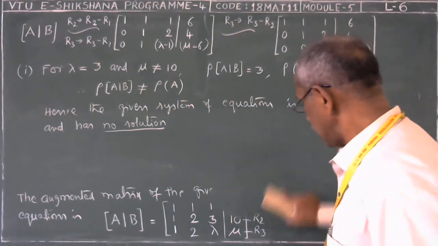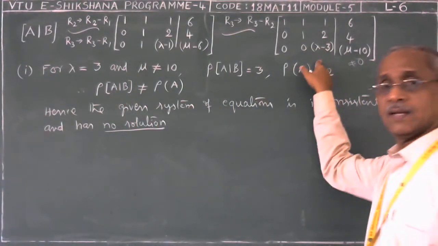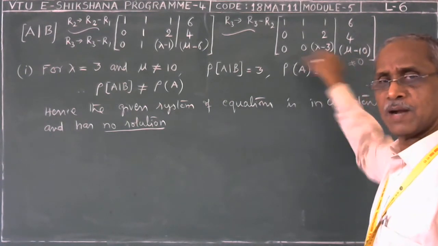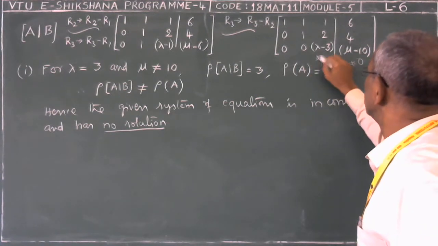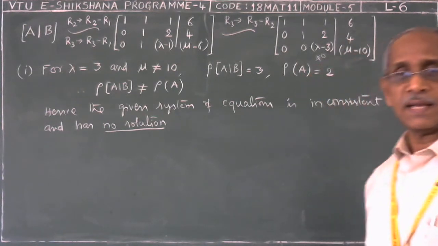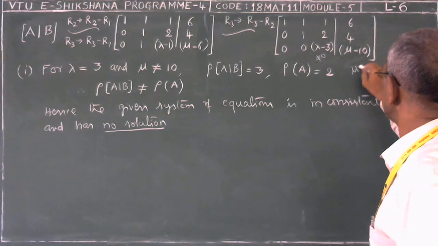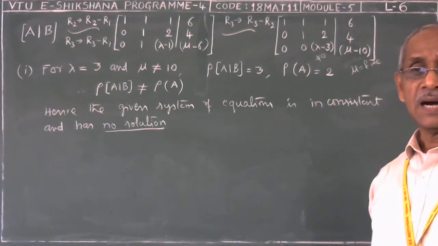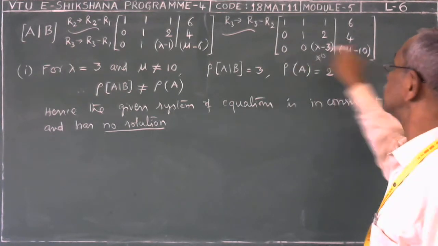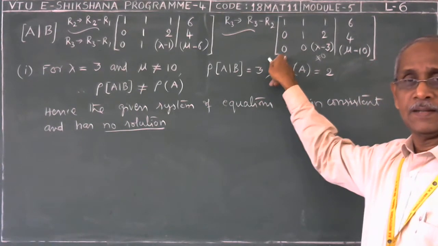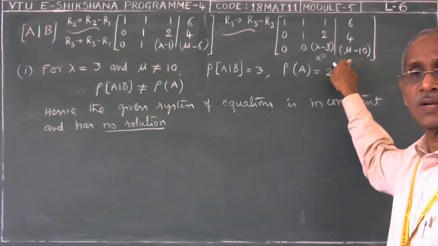So for what values of lambda and mu will this happen? Let us look at this matrix again. All depends on the last row, because lambda and mu are in the last row. Now suppose lambda is not equal to 3. Then this element will become a non-zero element. For any value of mu, whether mu is equal to 10 or not equal to 10, this row is still non-zero.